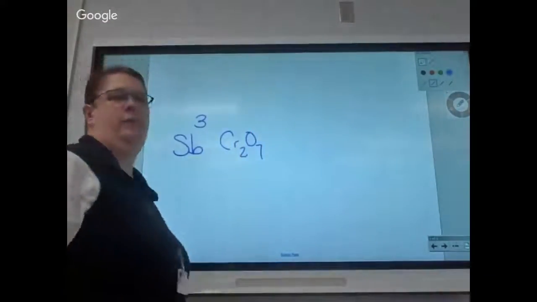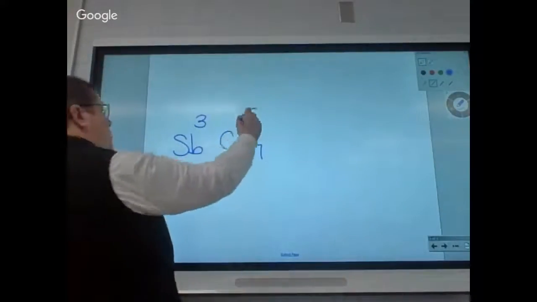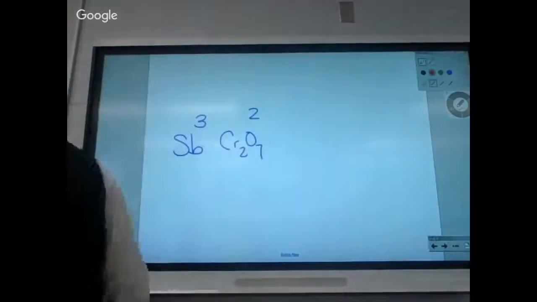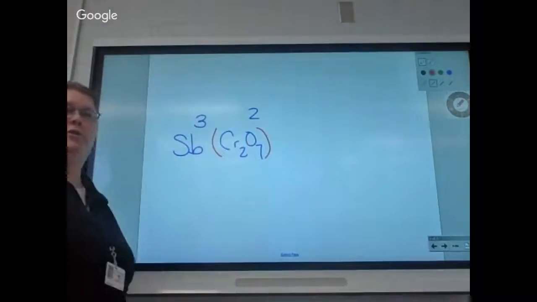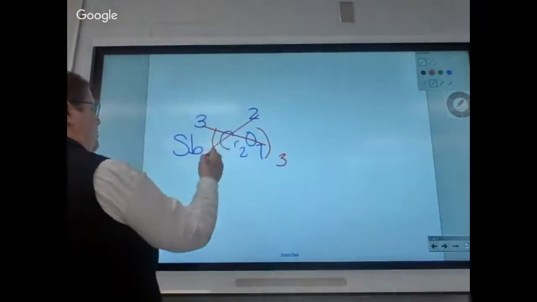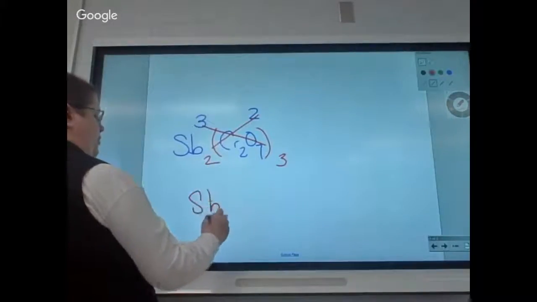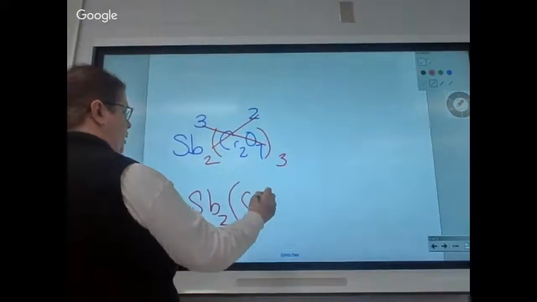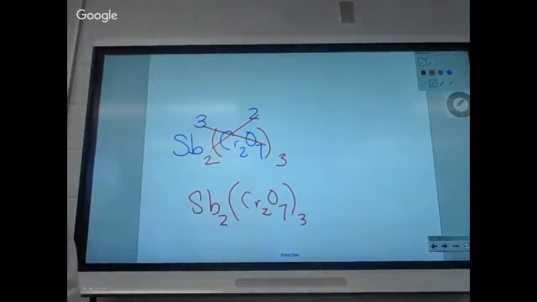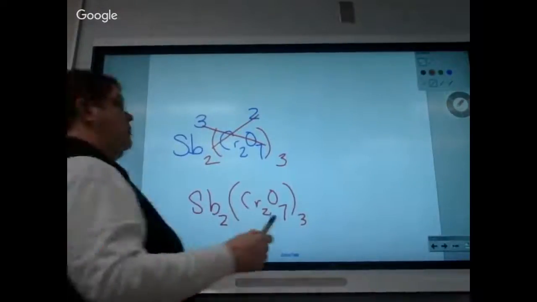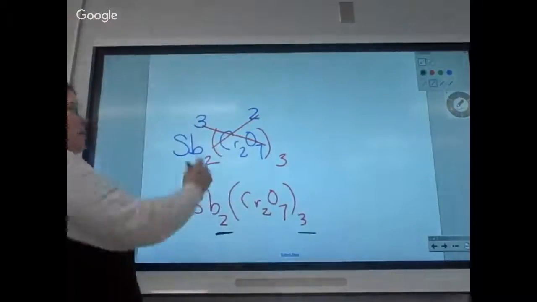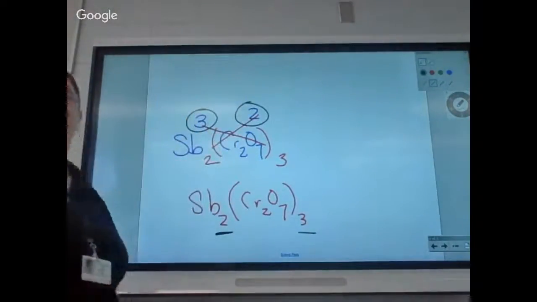Okay, Cr2O7. What do you do anytime you have a polyatomic ion? Okay, now what do I do with the 2 and the 3? So the 3 comes over here, the 2 comes over here. So Sb with a 2, Cr2O7 with a 3. That's it. Now, make sure you always check to see if the 2 and the 3 can be reduced. I check before I crisscross.